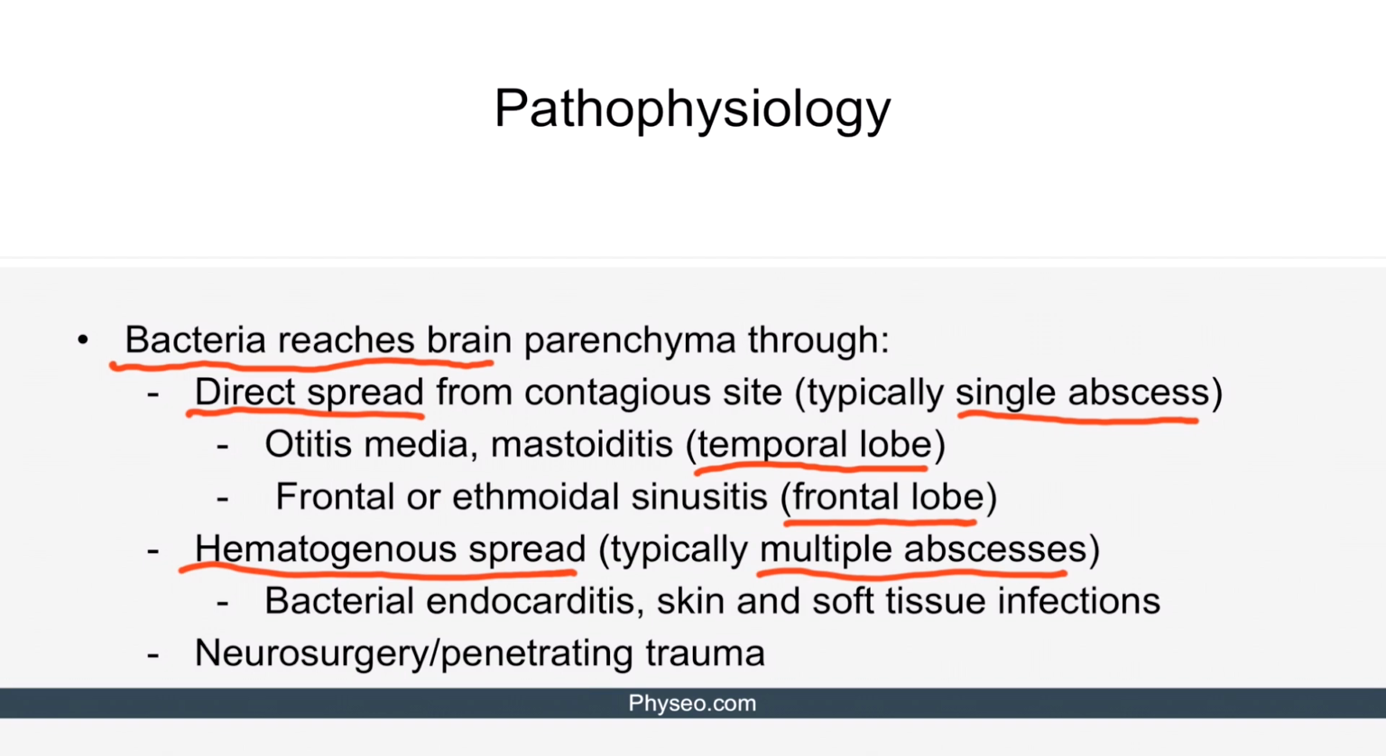Now, some infections that can lead to hematogenous spread of bacteria include bacterial endocarditis and some skin and soft tissue infections. Now, finally, bacteria can invade the brain parenchyma through neurosurgery. And probably the most intuitive of all is penetrating trauma. If you have some gross knife that stabs you in the head, then it makes sense that you're introducing a lot of bacteria.